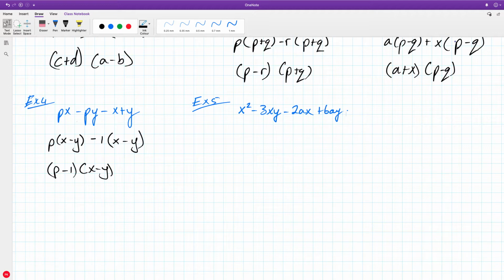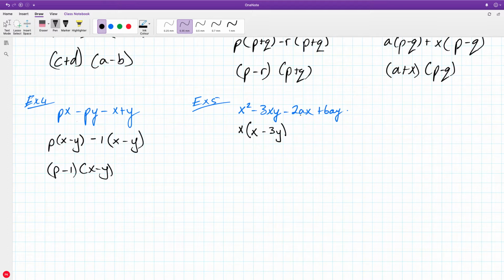Have a little look. Great. So what do the first two have in common? X. So x comes to the outside. What do you multiply by x to get x squared? Perfect. What do you multiply by x to get minus 3xy? Perfect.